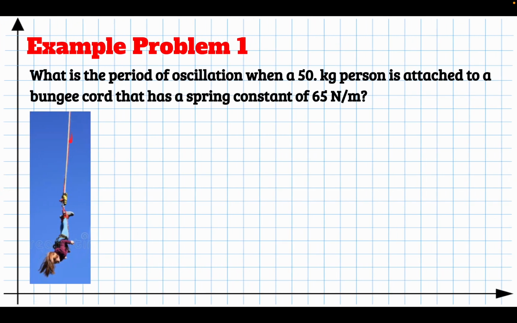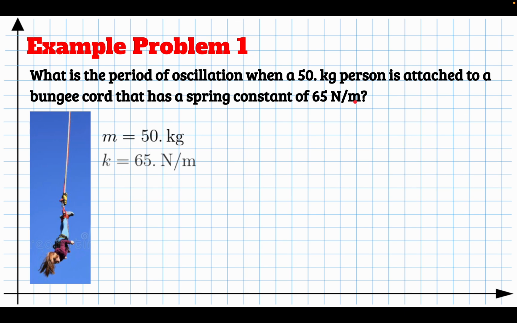All right, so here's an example. A bungee cord is an example of a harmonic oscillator. It is a system that acts just like a spring, so springs don't have to be metal. Things that are elastic act like springs. And so if I have a 50-kilogram person attached to the bungee cord, and the bungee cord has a spring constant of 65 newtons per meter, then what is the period of oscillation?